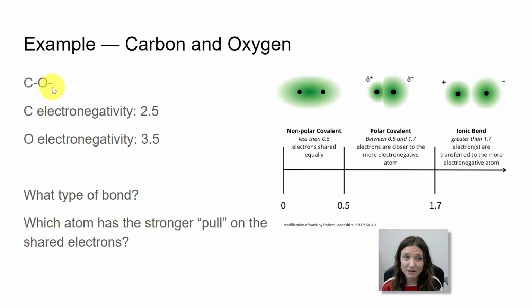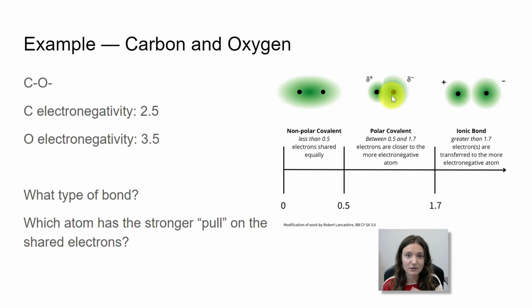So when carbon and oxygen make a covalent bond, those electrons are not shared equally because of the difference in electronegativity. So it falls in that range, 3.5 minus 2.5 gives us 1. So it's going to be a polar covalent bond. Which atom's more electronegative and therefore will have a stronger pull on the electrons? Oxygen, right? Oxygen is much stronger than carbon.